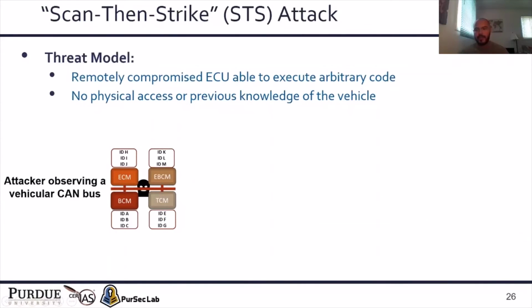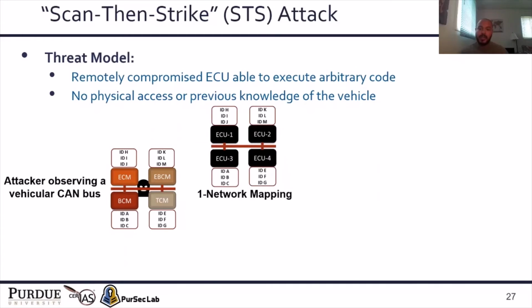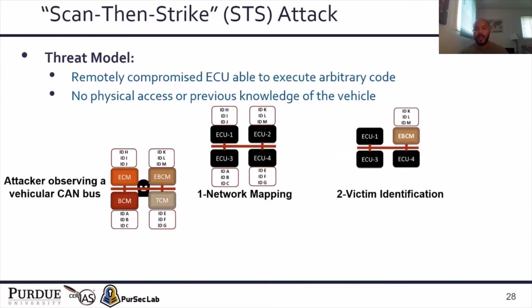Although each of the discovered vulnerabilities could be used separately, we choose to combine them into a single end-to-end multi-stage attack to show their gravity. We call this the scan and strike attack, or the STS attack. In this attack, a remote attacker with no previous knowledge of the network internals observes messages on the CAN bus. Next, the attacker uses the error state outspokenness vulnerability to map the internal network, then uses the same vulnerability to identify a safety-critical ECU such as the electronic brake control module.